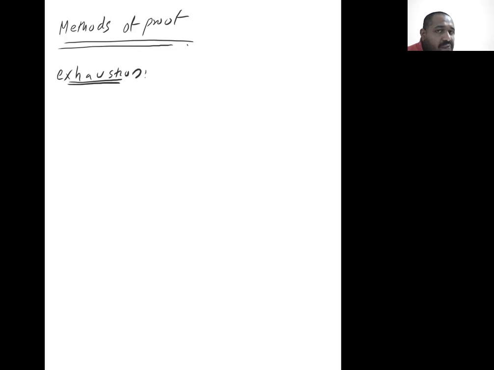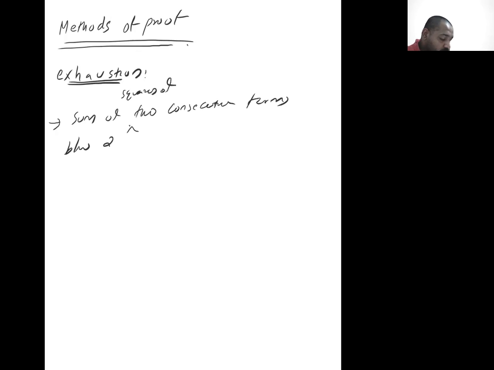Suppose I need to prove the sum of the squares of two consecutive terms between 100 and 200 is an odd number. What is our statement? The sum of the squares of two consecutive terms between 100 and 200 is always an odd number. So we have to prove the statement.